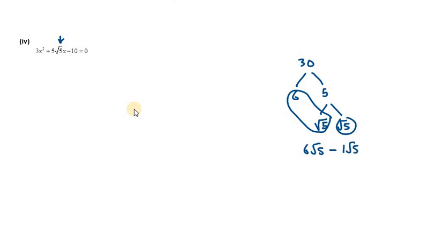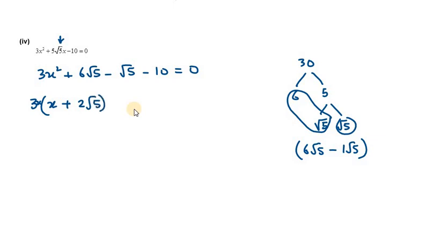As you can see, if I subtract these two terms, I will get 5√5. So 3x² plus 6√5x minus √5x minus 10 equals 0. From the first two terms, what we can take common is 3x. So we are left with x plus 2√5. Then we have 1 common. So you are left with √5x minus 10 equals 0. Not minus, it will be positive because I am taking minus common here.